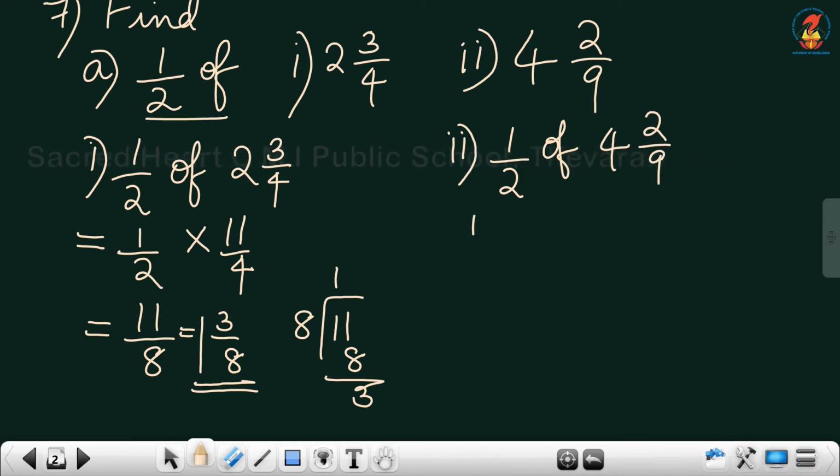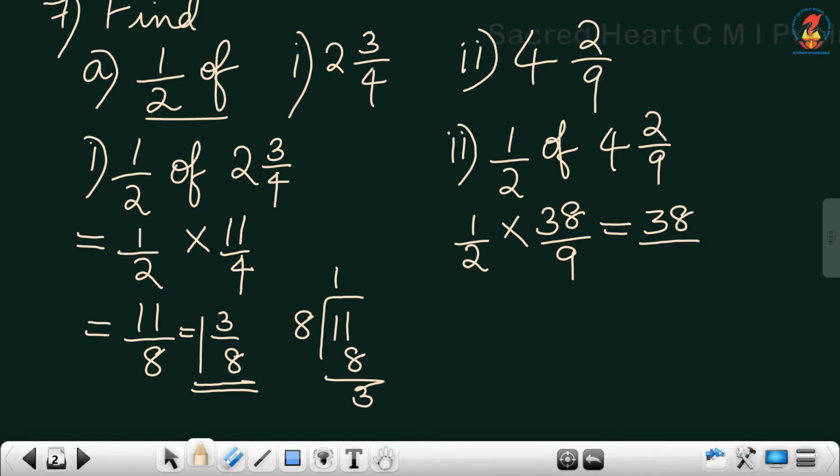Okay. Then, how will we write the answer? 1 by 2 into 4 2 by 9. What is the mixed fraction of 4 2 by 9? 9 4s are 36. 36 plus 2, 38 by 9. Okay. Then, if you want, you can do the shortcut method here, or you can do the direct division multiplication. 1 into 38 is 38 divided by 18.